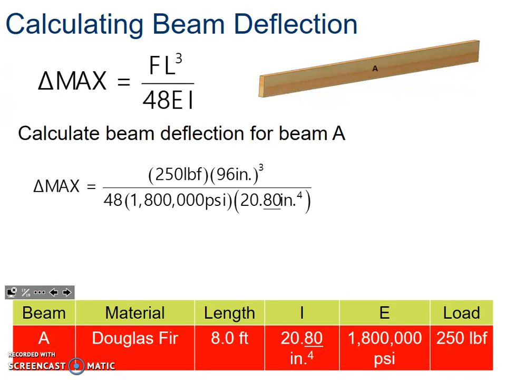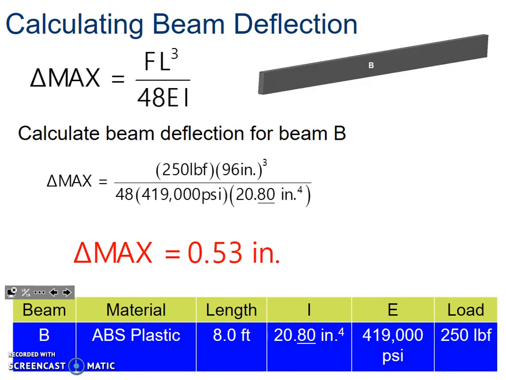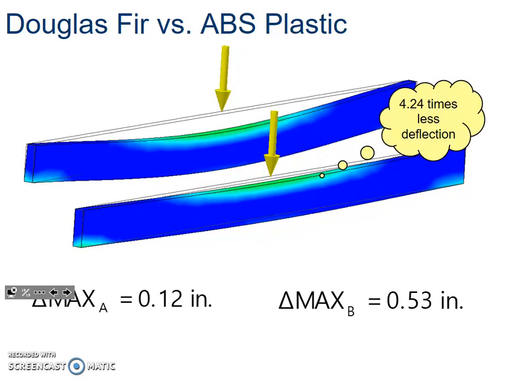So we put that in for this beam, and we get 0.12 inches, so only about a tenth of an inch. Do that for the plastic, and we get a half inch of deformation, using the same weight of 250 pounds of somebody standing on it. So you can see that it's 4 times less deformation. And if you have any further questions, go ahead and ask your teacher.